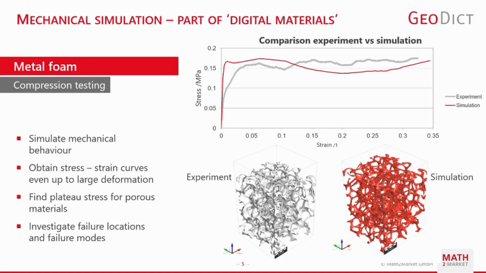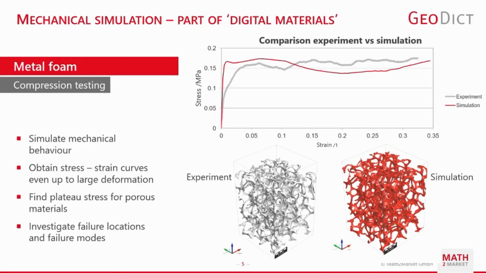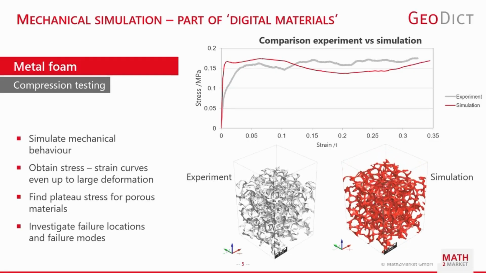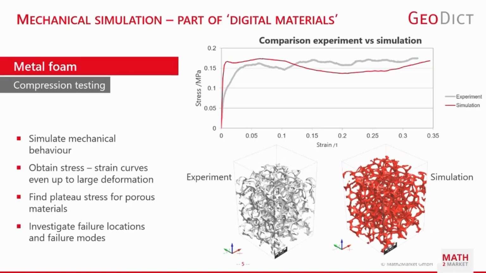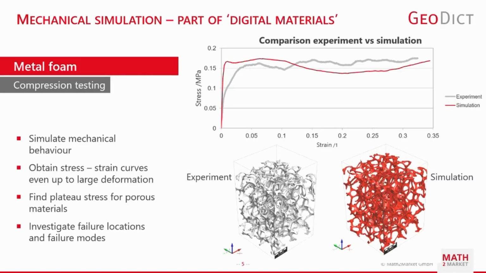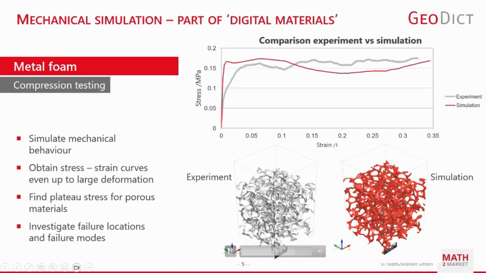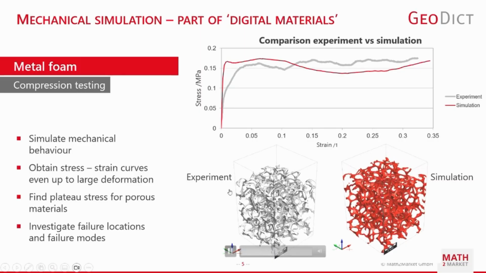So the first is mechanical simulation. You can take a CT scan of a foam material. This is an aluminium foam which has been CT scanned. On the left-hand side is a compression test with a number of CT scans at different stages of compression to visualize how the foam is compressed.